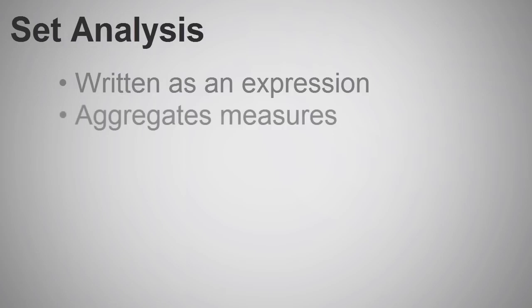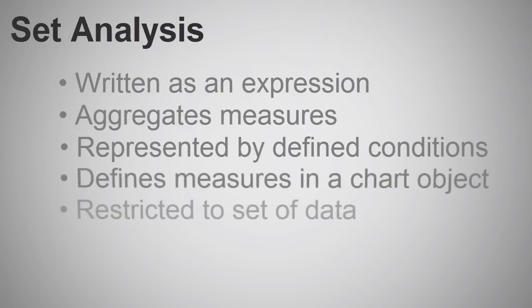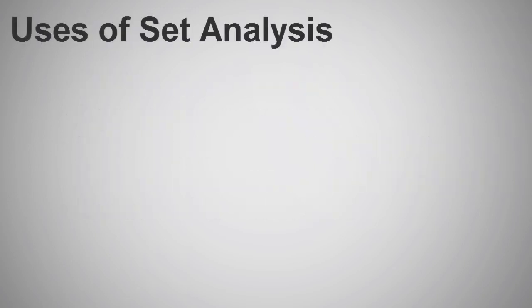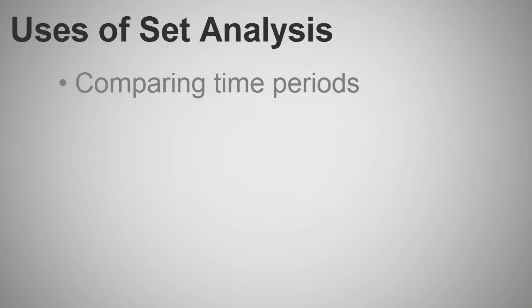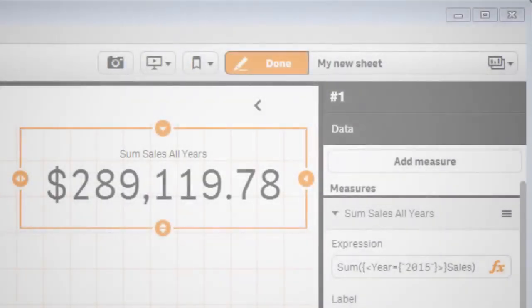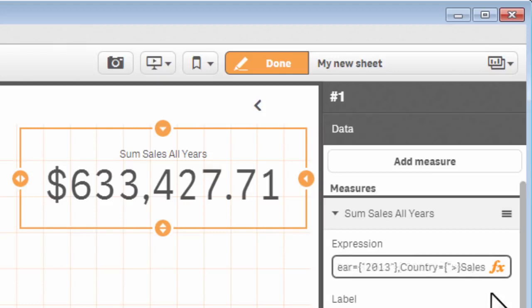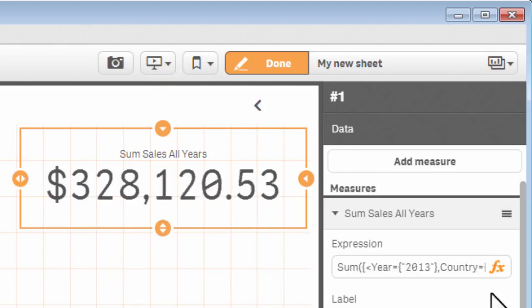Set analysis uses an expression syntax to aggregate measures based off of a defined condition. It is commonly used within a chart object to restrict or predefine the object's measure to a set of data. You might want to use set analysis when comparing time periods, aggregating data for specific dimensions, excluding or ignoring certain values, and much more. Since it's a chart expression, it works with the data that is already loaded into the Qlik application, so there isn't any need to reload the app when defining or even testing new expressions.